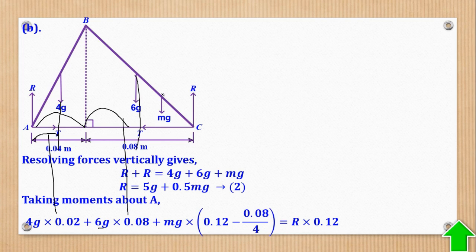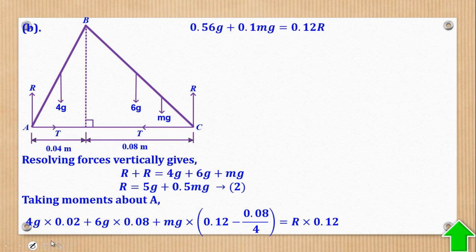Then for mg, they told us that this is a quarter way up. So from here to here is a quarter, and a quarter of 0.08 is that. So the whole of this from here up to here is 0.12, because 0.04 plus 0.08 is 0.12, but you have to subtract off the quarter to remain with the distance from A up to that point. So that gives you 0.12 minus a quarter, which is 0.02. For R here, the whole of this distance, like we said, is equal to 0.12, so it will be R times 0.12.